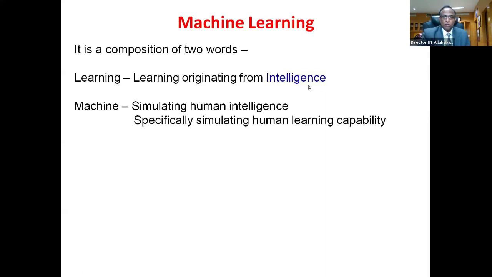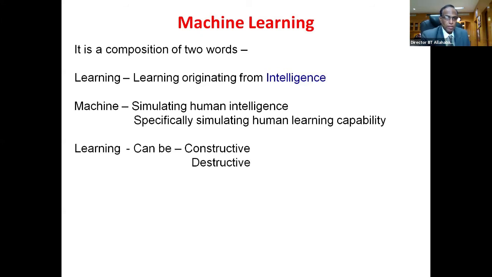Machine. So it implies simulating this intelligence on the machine. So simulating human intelligence, specifically simulating human learning capability. Intelligence most of the time would be referring to the learning capability. So human learning capability is simulated on the machine. So if that could be done, then it becomes machine learning.